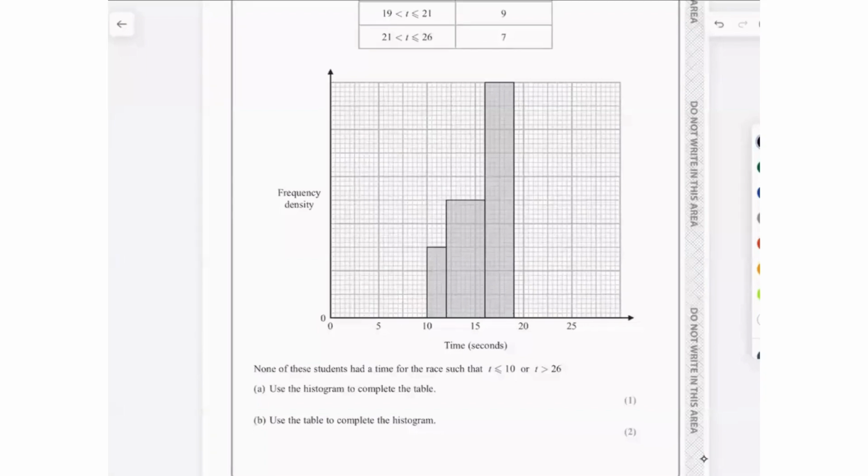Now that we've completed the table with the frequency for the 10 to 12 interval, we need to complete the histogram. So we know that the frequency for 21 to 26 is 7. So 7 divided by the class width, which is 5, is going to give us 1.4. That is the frequency density for this interval. So we said 1.5 was over here, so 1.4 is going to be this part. So this till 26, that's going to come over here. This is your complete histogram.